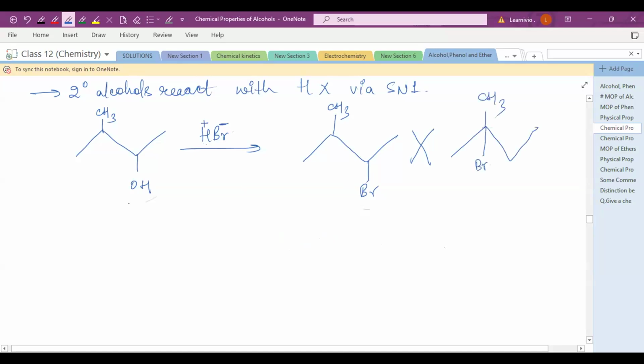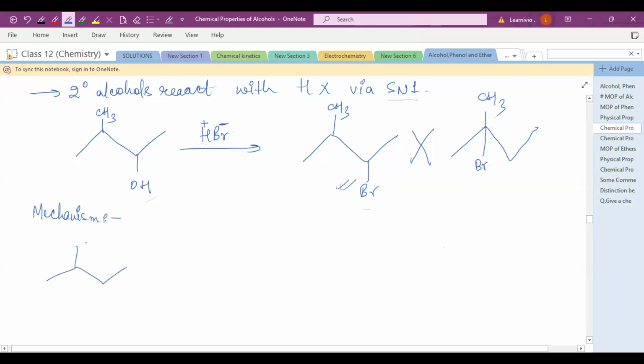Okay, now let's see the mechanism. Why is the bromine attached on this carbon instead of this one? Because it's following the SN1 reaction, right? So you should make this product, not this one. So why is this bromine tertiary halide formed? A tertiary alkyl halide is formed. So see, write down the mechanism.